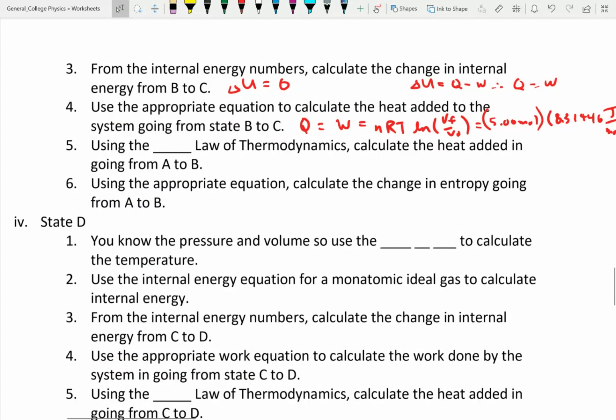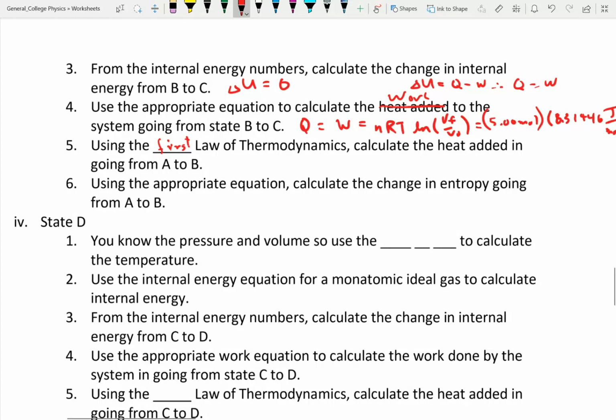Then using the which law, calculate the heat. Oh yeah, see this one here should have been calculate the work, and then use the first law. I made some mistakes here. I'm going to go ahead and make this sheet and correct the mistakes. So the one you see, if you check it after this, will be correct. Calculate the heat added. Okay, so we've done that.